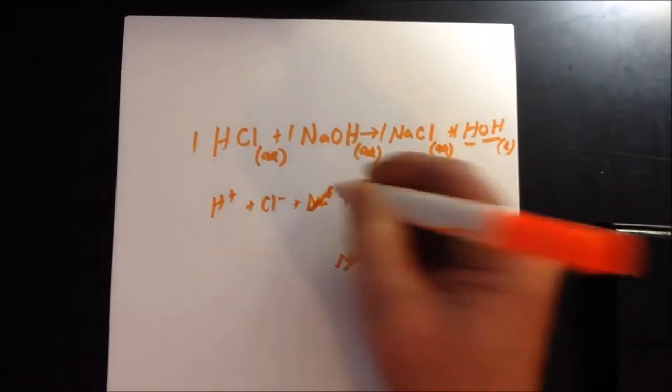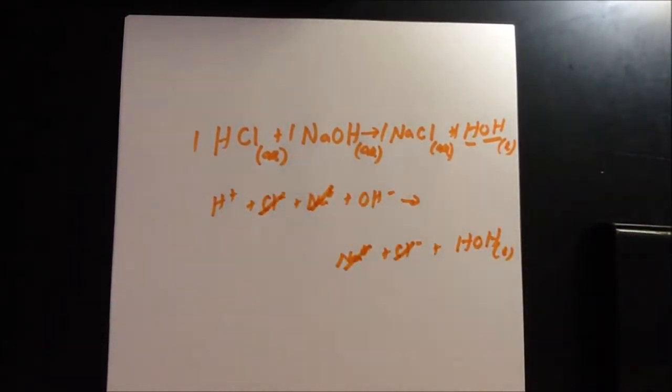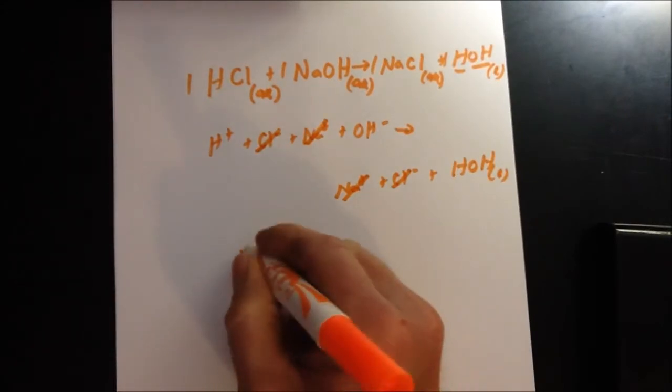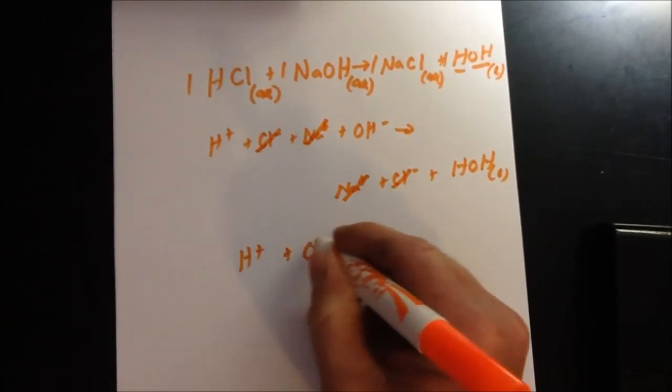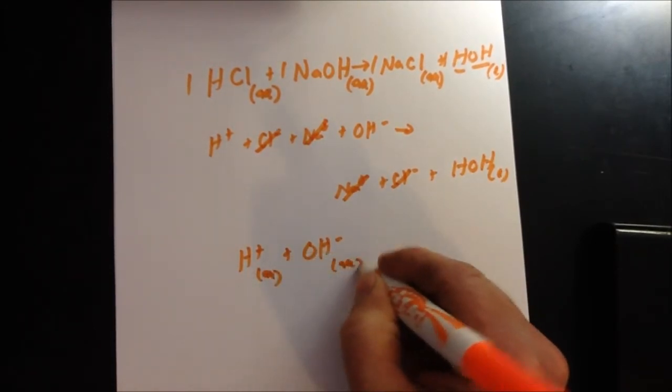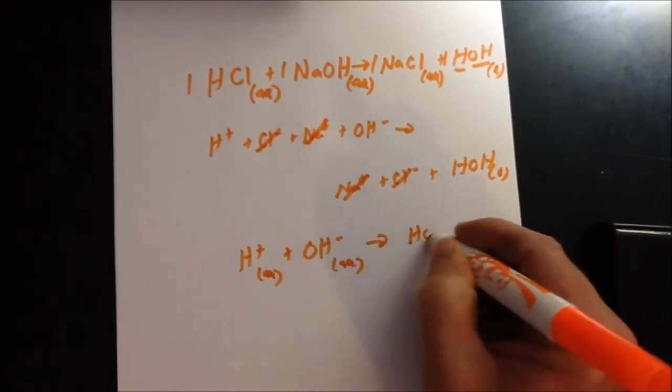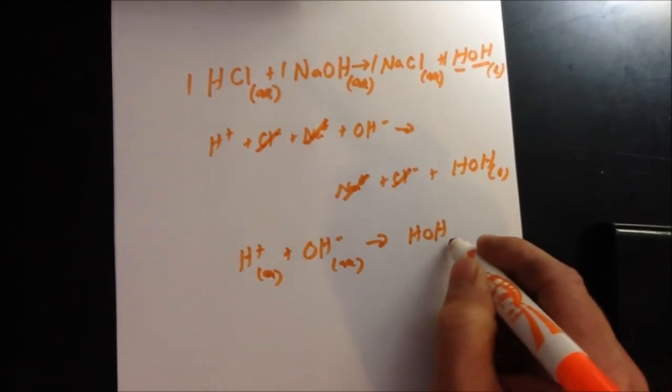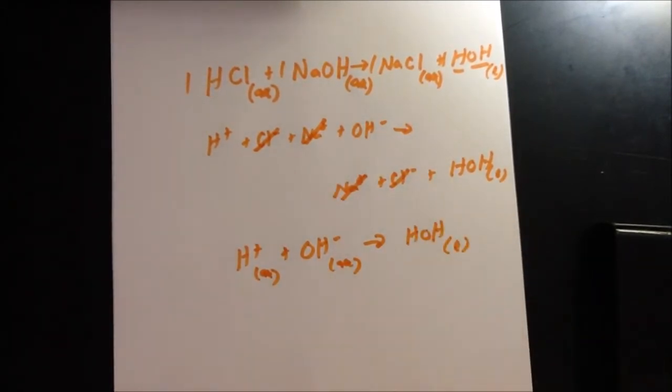Cancel your spectator ions, and we're left with the net ionic equation. It looks like this. H plus from our strong acid, OH minus from our strong base, both aqueous, will form water. And we call this an acid-base double displacement. If proper amounts of these are mixed, meaning no excess acid or no excess base, then we also call it a neutralization reaction.